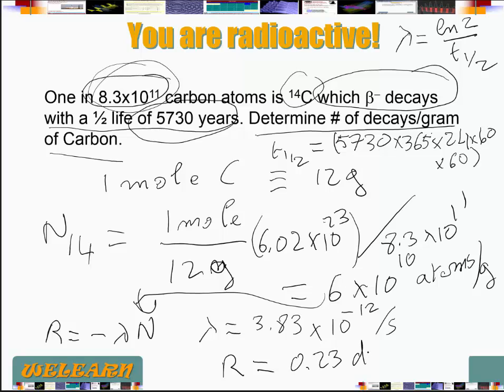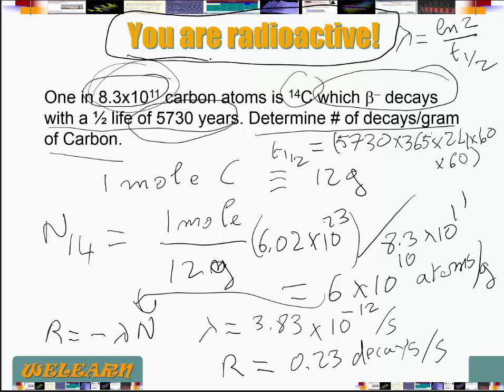And then lambda times N, that gives us an activity of 0.23 decays per second, or becquerels. So this is actually what we have in living organisms. This is the decay rate coming from a person. That's what we mean you are radioactive. In your body, that's made up mainly of carbon, you have one carbon-14 atom in 8.3 times 10 to the 11 carbon atoms. So you end up having a decay rate of this much, 0.23 decays per second.